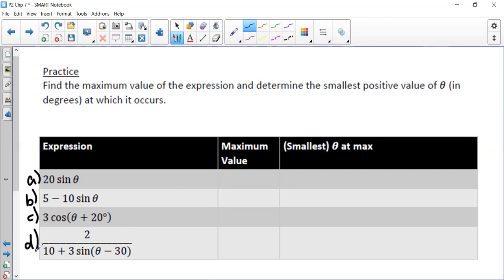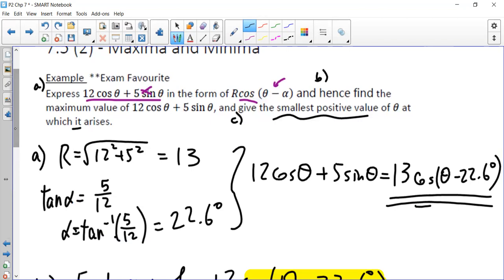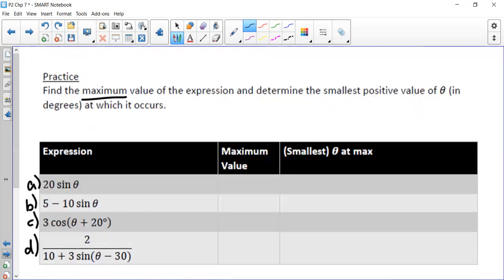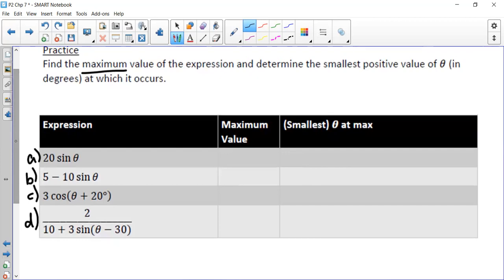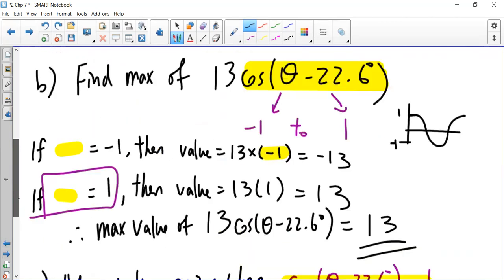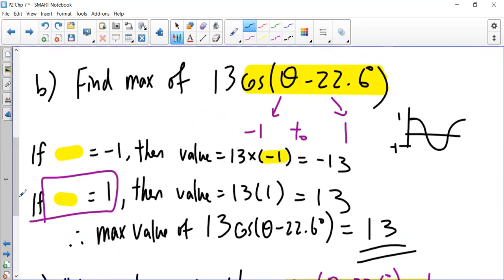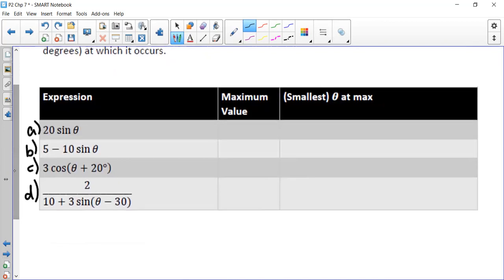Okay, practice. Find a maximum value for the expression and determine the smallest possible value of theta at which it occurs. Compared to the previous example, you have skipped part A. We jump straight to part B because the expression given in the question is already like the one in part A. So question A. Where's the yellow bracket, like the one we did in part B of the previous question? Which expression gives you the range of answers? The yellow bracket is sine theta. This sine theta has a range between -1 and 1.